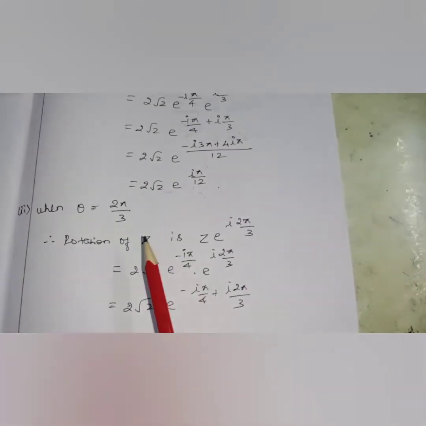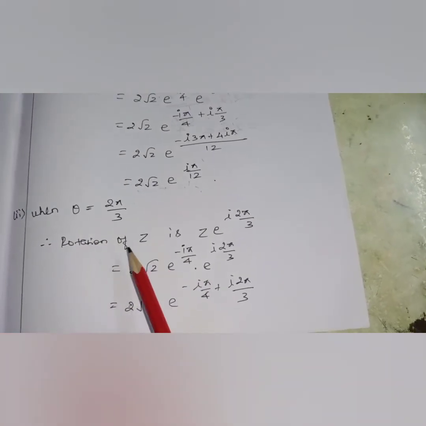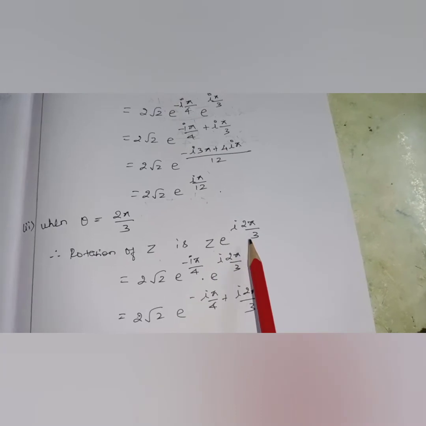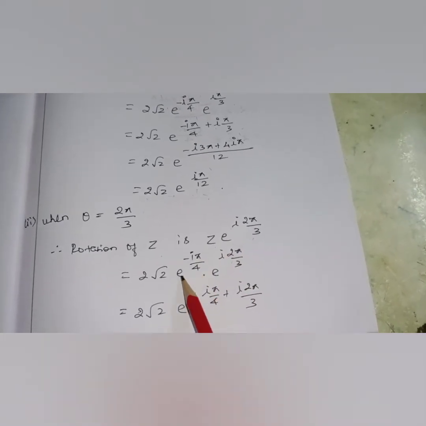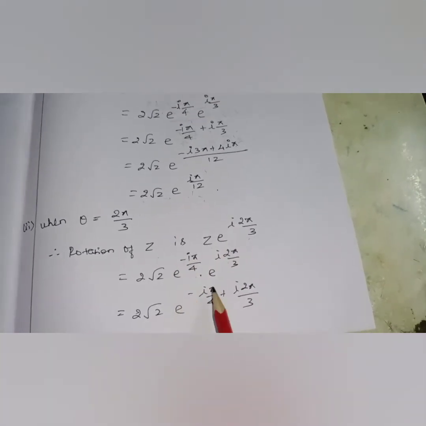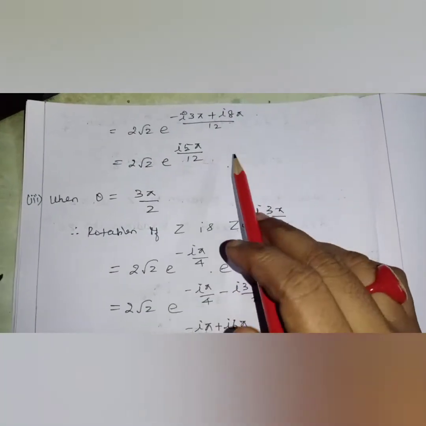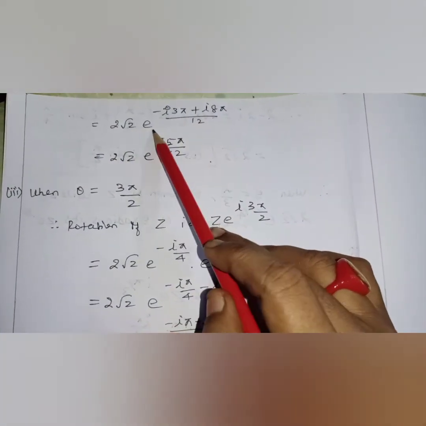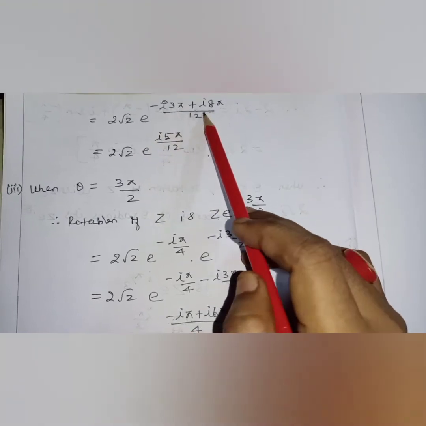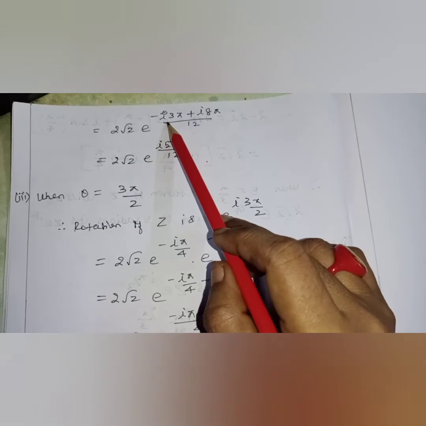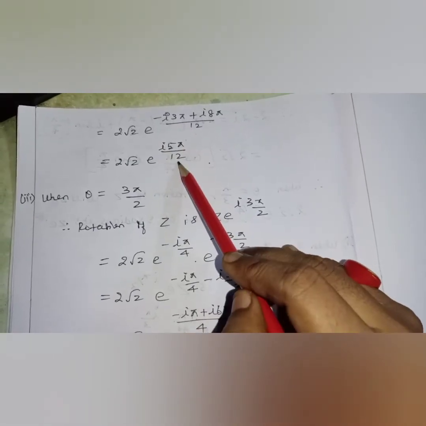Now we'll check out the second subdivision when theta is equal to 2 pi by 3. Rotation of z is z e power i 2 pi by 3 into what is the actual value we got? e power minus i pi by 4. So bases are the same, powers are to be added. Now take LCM, and the LCM will be 12. Here it will be 3, here it will be 4 2s are 8. So we are having 2 root 2 e power minus 3 i pi plus 8 i pi by 12, and here the smaller number has a negative sign, so you will have it to be i 5 pi by 12.